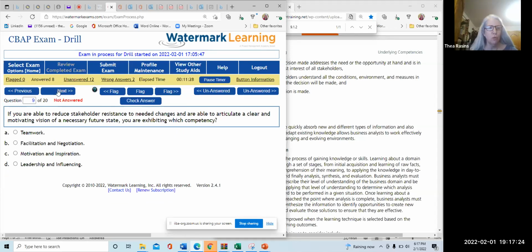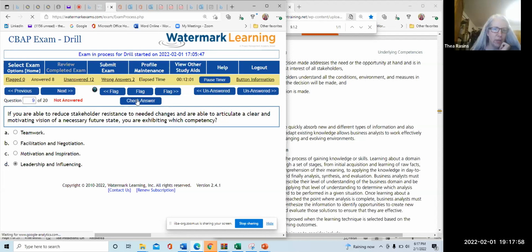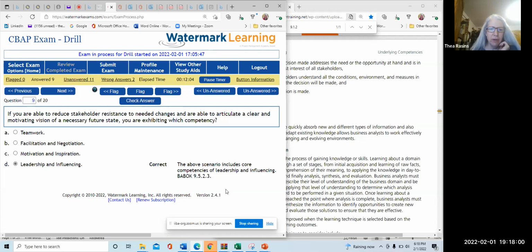If you're able to reduce stakeholder resistance to needed changes and are able to articulate a clear and motivating vision of a necessary future state, you are exhibiting which competency? Teamwork, facilitation and negotiation, motivation and inspiration, or leadership and influencing? Maybe leadership, vision, influencing. Yeah, leadership and influencing. Okay. The above scenario includes core competencies of leadership and influencing.